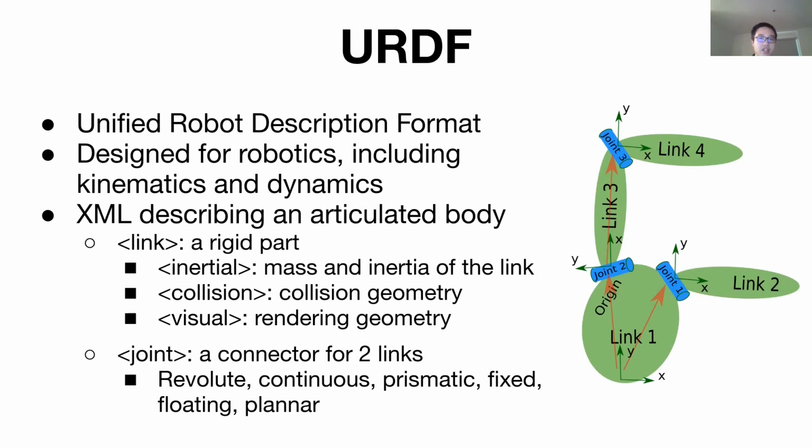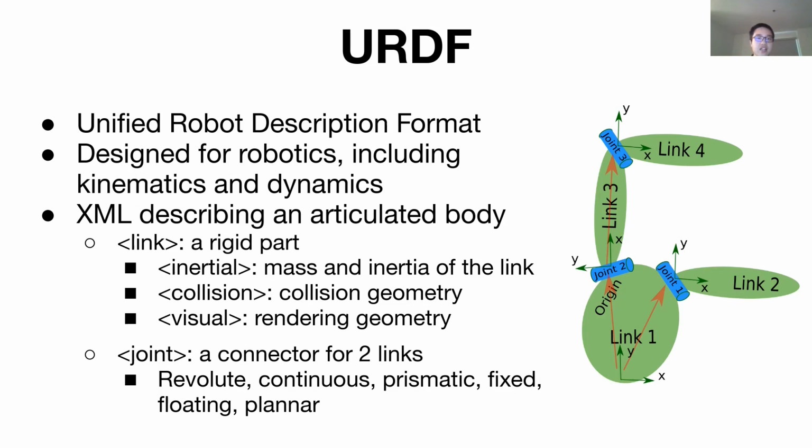The 3D model formats are not designed for robotics. To represent robots, the most popular choice is URDF, or Unified Robot Description Format. It includes kinematics and dynamics properties, in addition to the meshes and the materials. URDF uses the XML format.